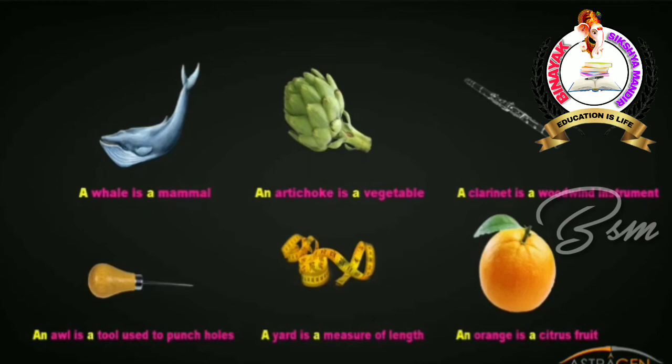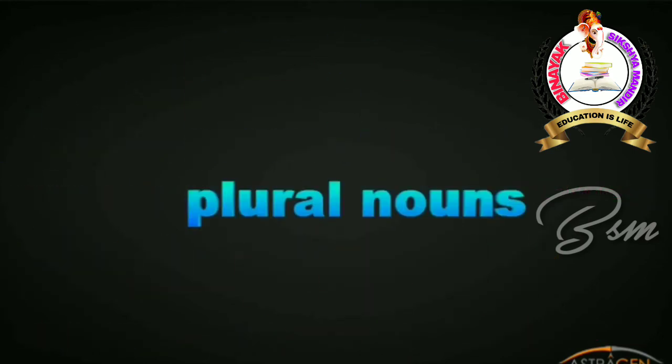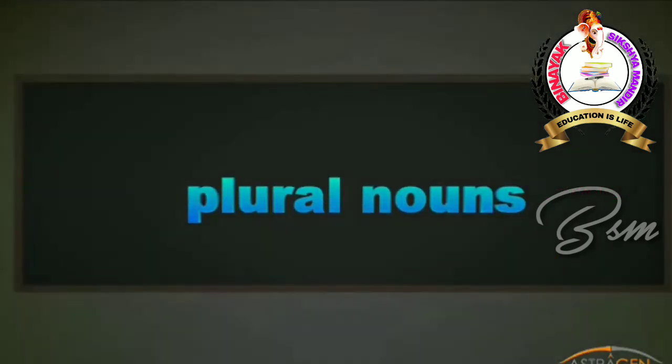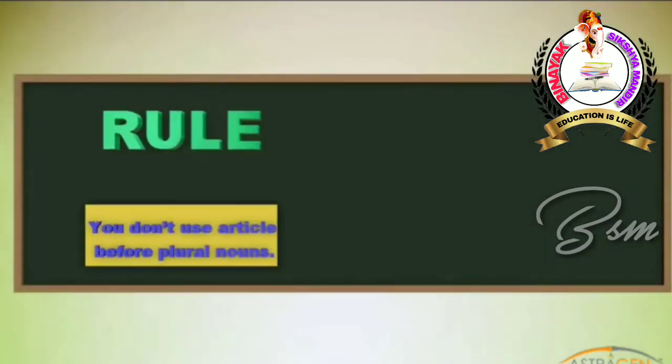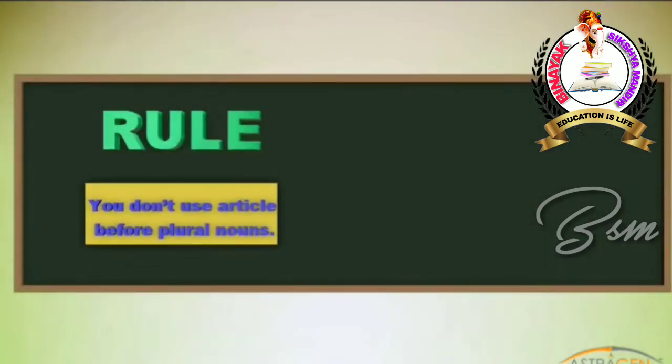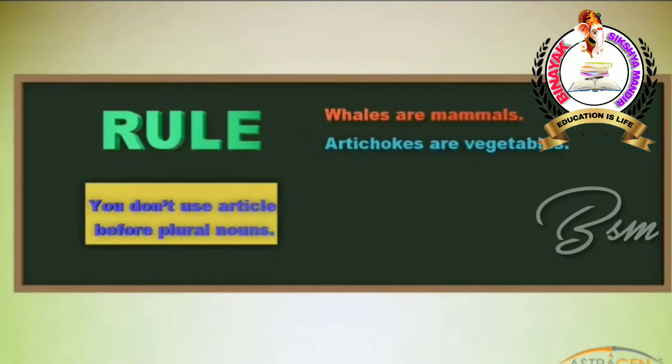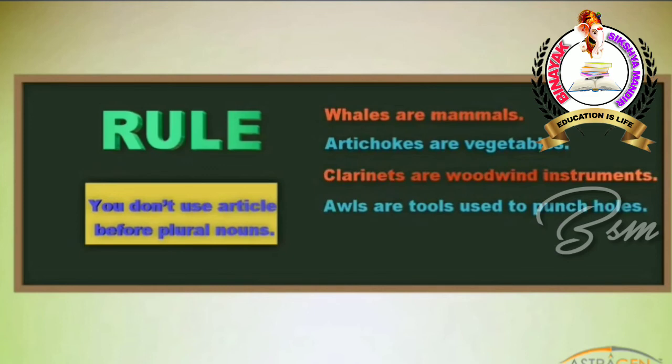Another way to make generalizations is by using plural nouns. Rule: you don't use an article before plural nouns. For example, whales are mammals. Artichokes are vegetables. Clarinets are woodwind instruments. Awls are tools used to punch holes. Yards are measures of length.